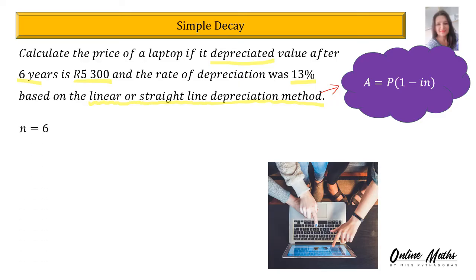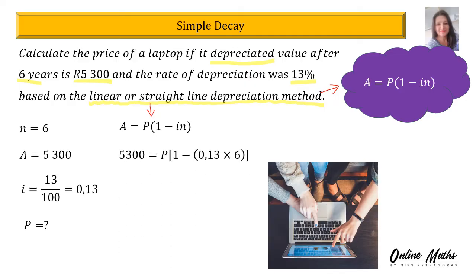Summary. N, 6 years. A, the final amount, 5,300. I, we take the rate, the 13%, 13 over 100 equals 0,13. And what are we looking for? P, the original amount, or the original price rather. Into the formula. Why this formula? Because they said linear or straight line depreciation method.